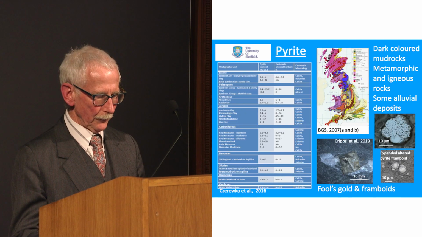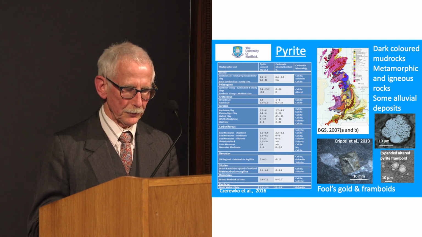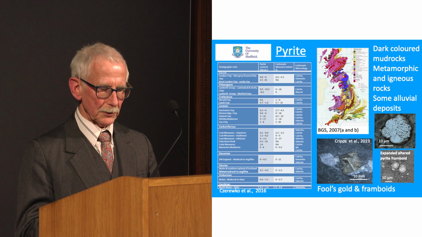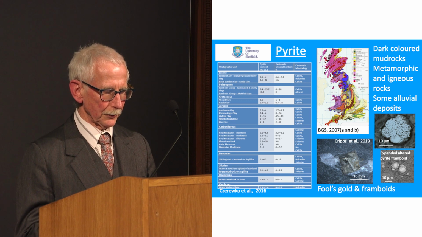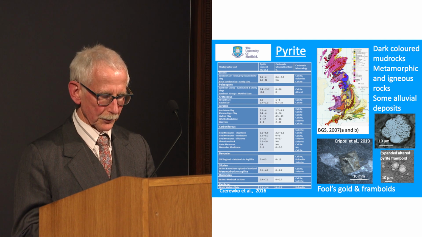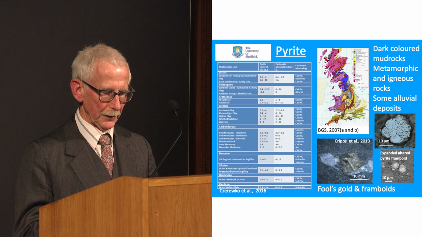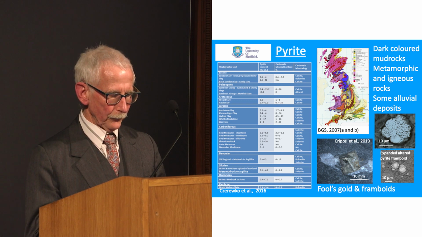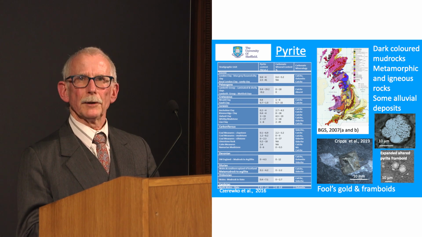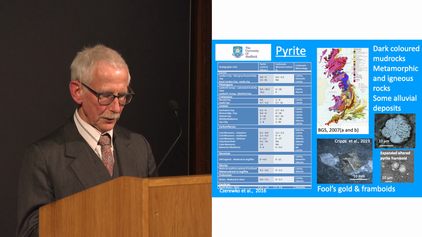I now want to turn to pyrite. It's a minor but very important constituent of mud rocks of all types, from igneous and metamorphic rocks to certain glacial and alluvial deposits, and it's usually present in dark-coloured mud rocks. The table shows the approximate amounts of pyrite and carbonate in various mud rock formations. I first compiled a table like this in 1984, and this is updated.